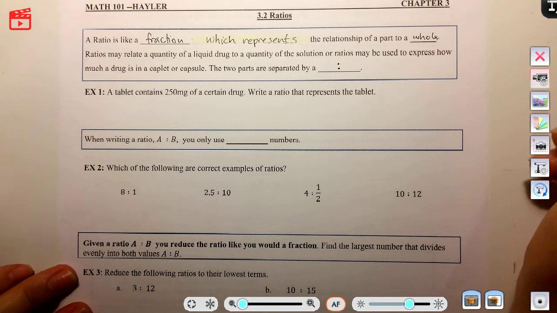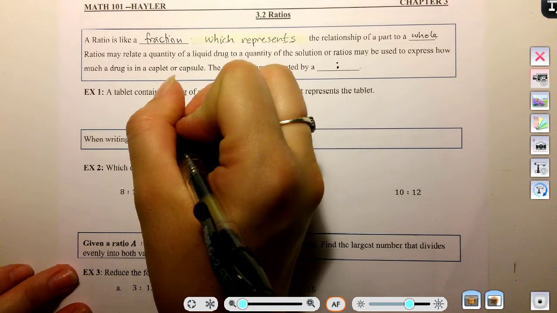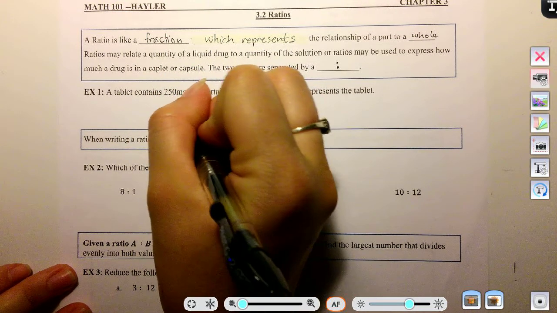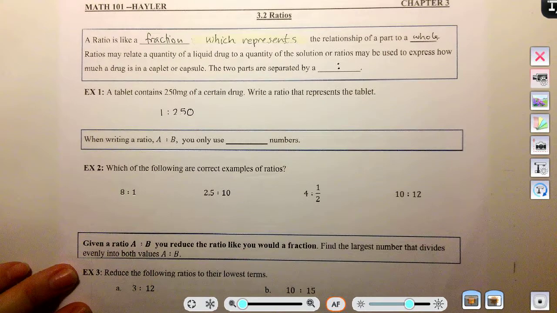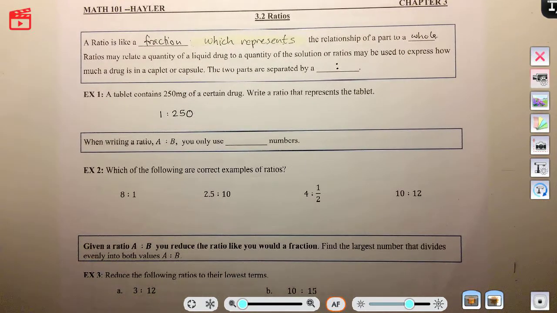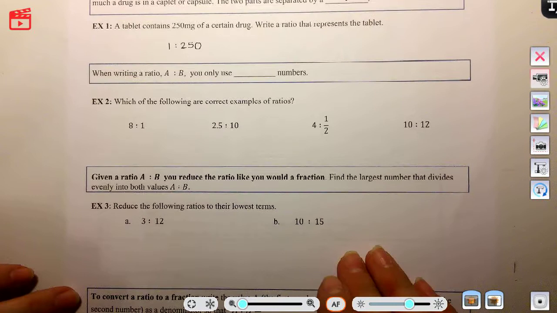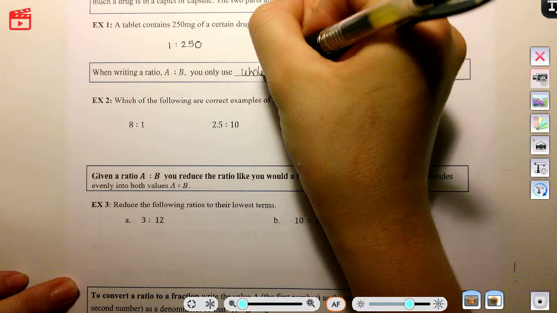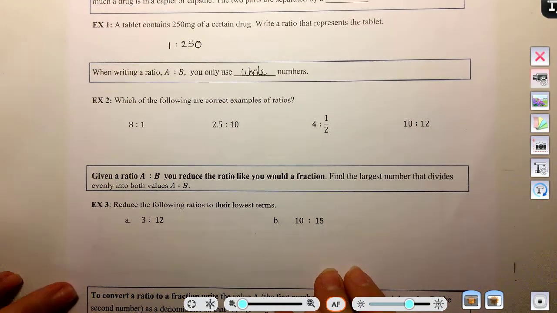All right. Example 1. A tablet contains 250 milligrams of a certain drug. Write a ratio that represents the tablet. So the tablet is going to be the part to a whole, so 1 to 250. When writing a ratio, A to B, you only use whole numbers. We're all going to use whole numbers. You're not going to use decimals or fractions.